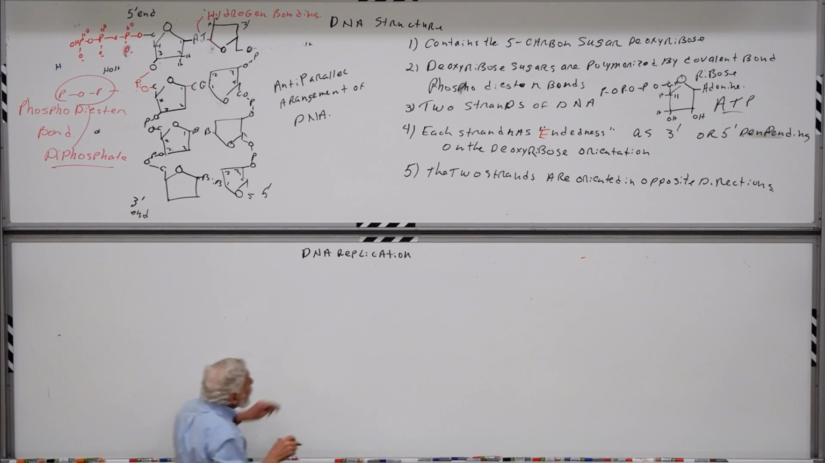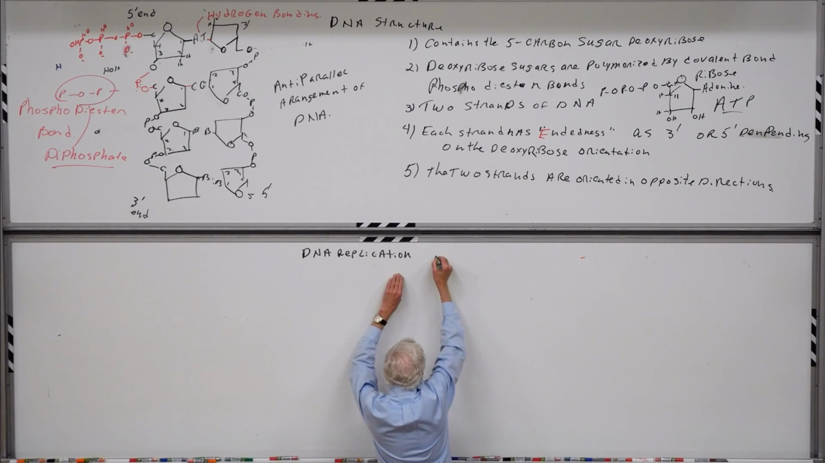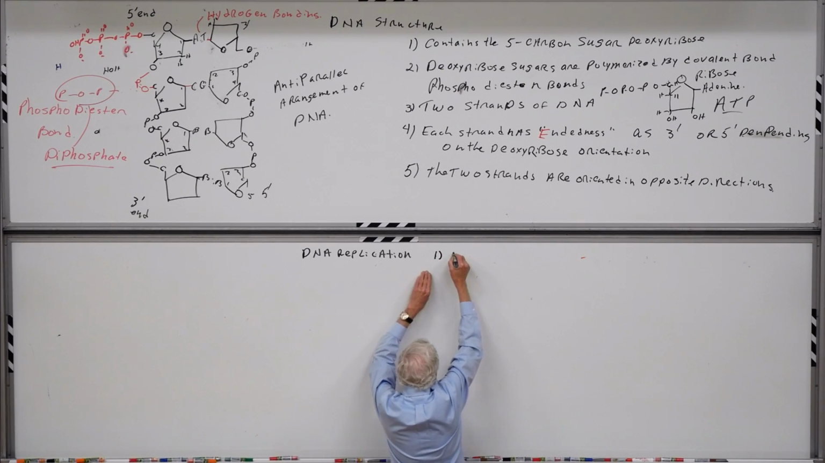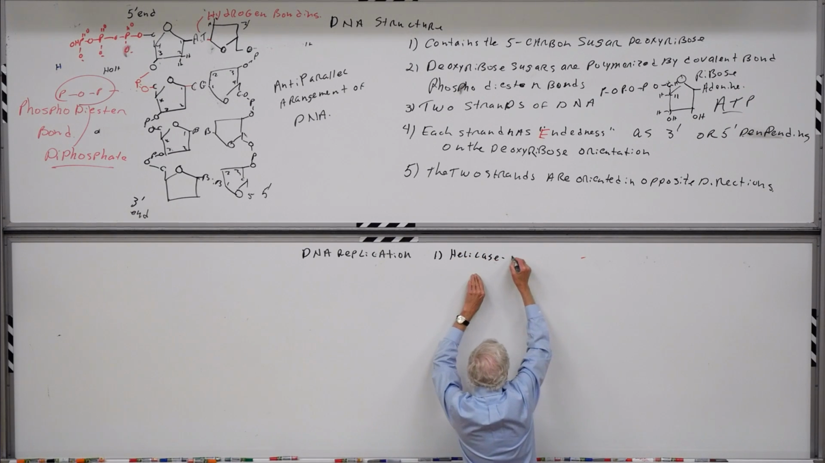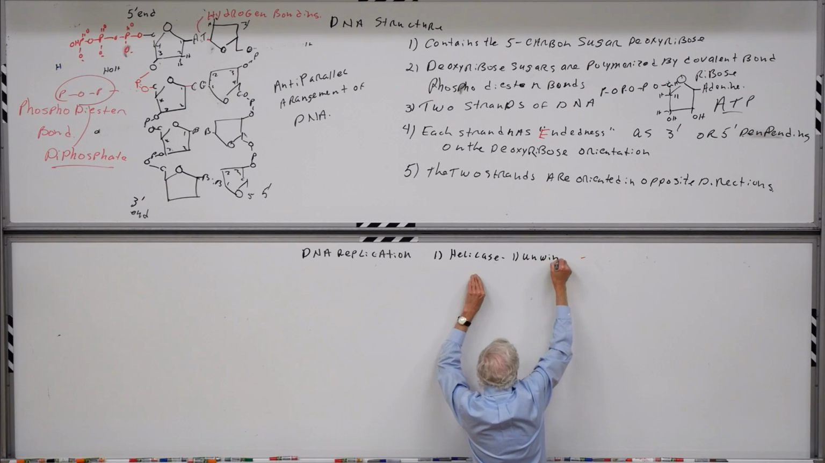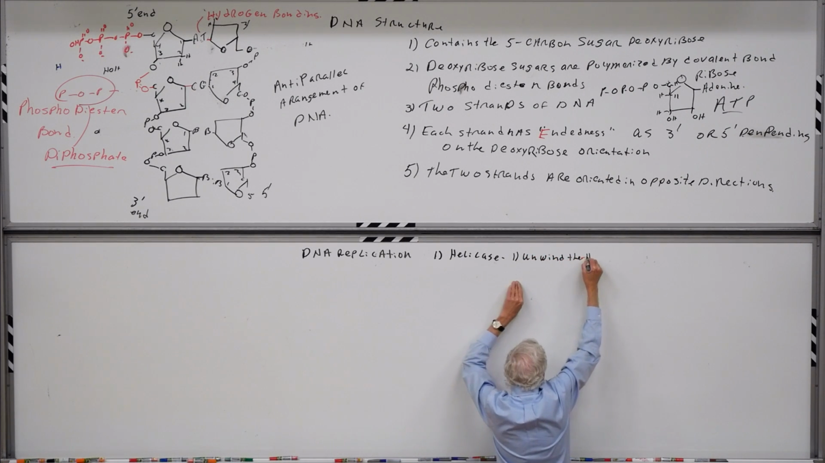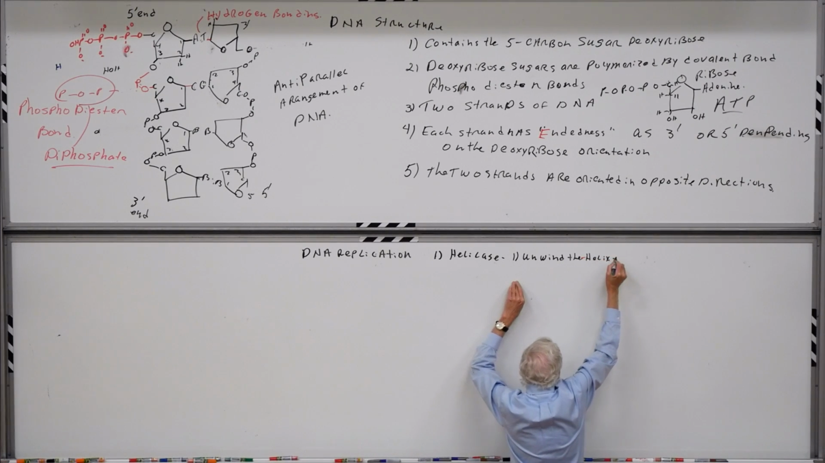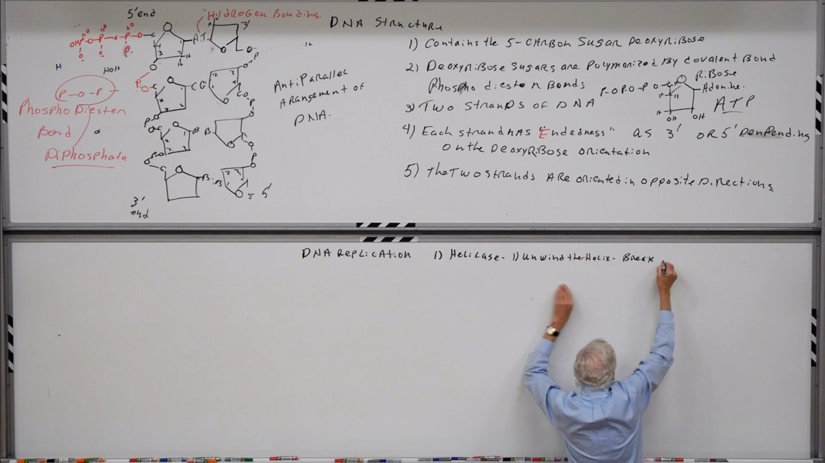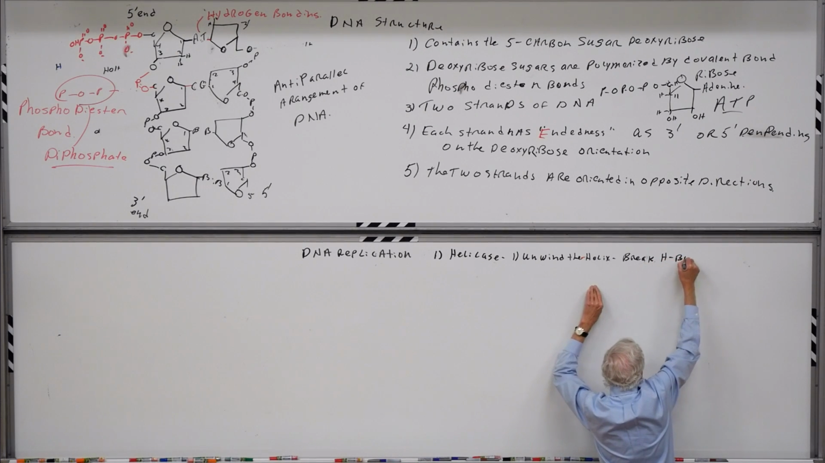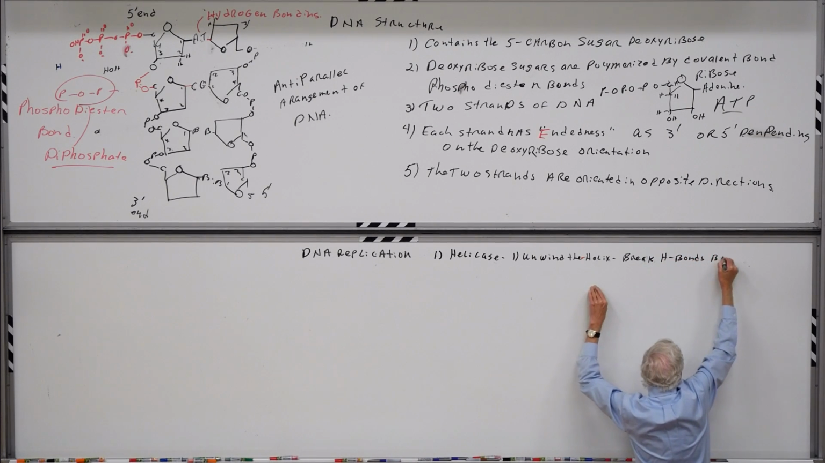The characters we're going to involve here in DNA replication are first a molecule, an enzyme called helicase. The function of the helicase is to first unwind the helix, and secondly, to break hydrogen bonds between bases.